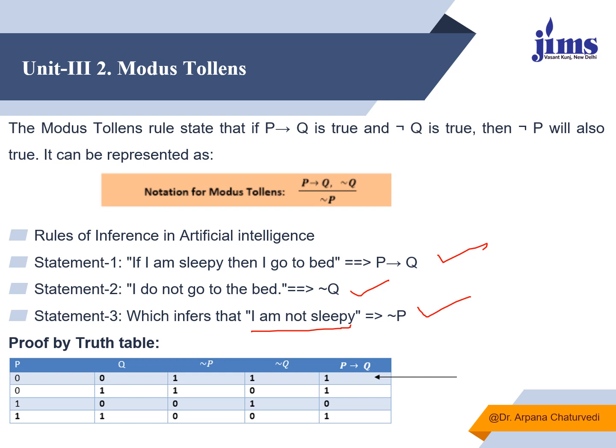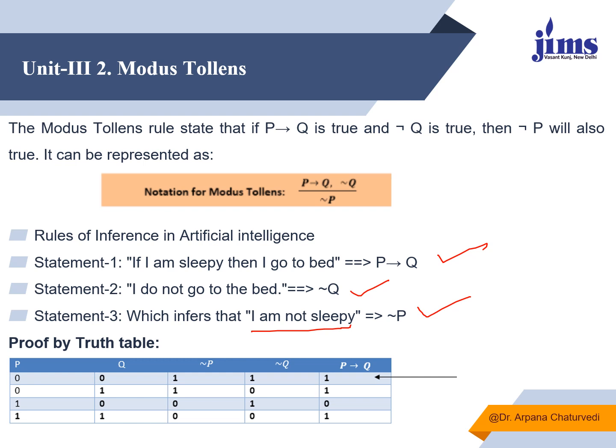These are the truth table values, P and Q: 0 0, 0 1, 1 0, 1 1. All the truth values are given. Not P will be the opposite of this: 0 becomes 1, 0 becomes 1, 1 becomes 0, 1 becomes 0. Not Q: 0 becomes 1, 1 becomes 0, 0 becomes 1, 1 becomes 0. P implies Q says, if P is 0 and Q is 0, then it is true. If this is 0 and this is 1, then again true. If this is 1 and this is 0, it will be 0. If both are 1, it is 1.